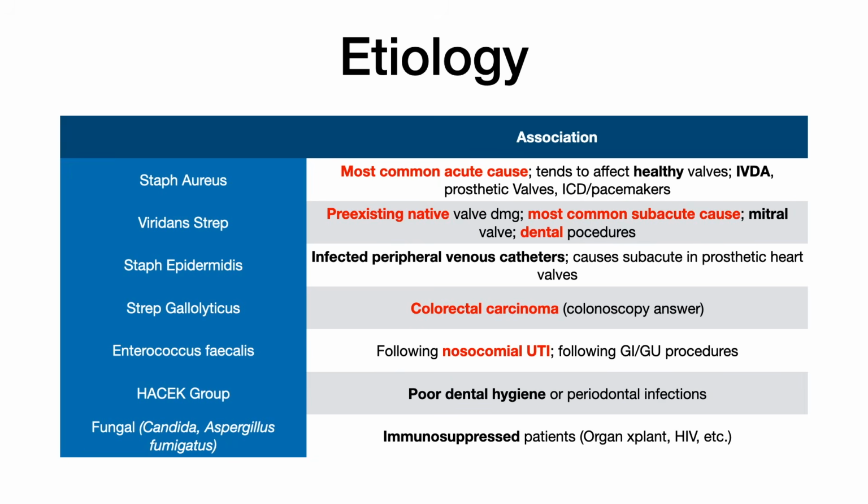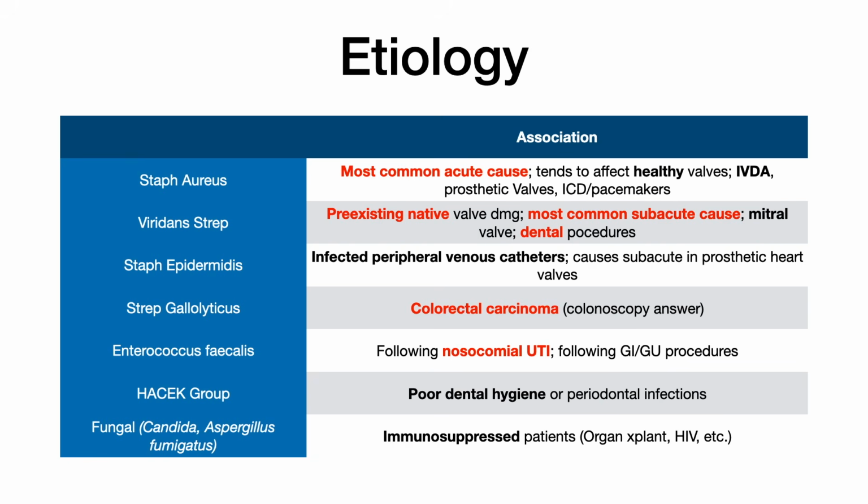Really important to understand on your exams are the different etiologies that cause acute versus subacute endocarditis. So let's run through these. The most important is Staph aureus. Staph aureus is your most common cause of acute infective endocarditis. It tends to affect healthy valves, and a major risk factor is intravenous drug abuse. If somebody has Staph aureus induced acute endocarditis, the vegetations that you see on top of the valves tend to be extremely large. And that can be a big clue on test day.